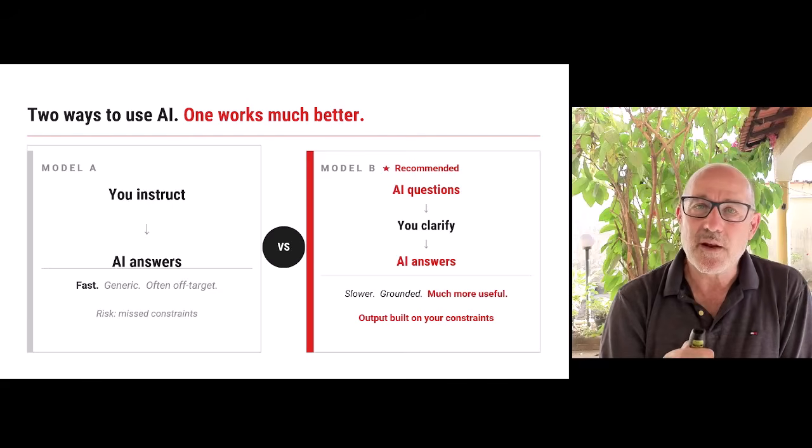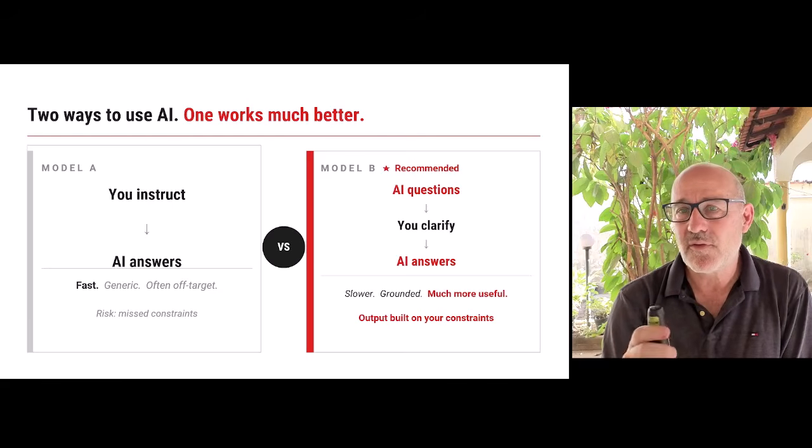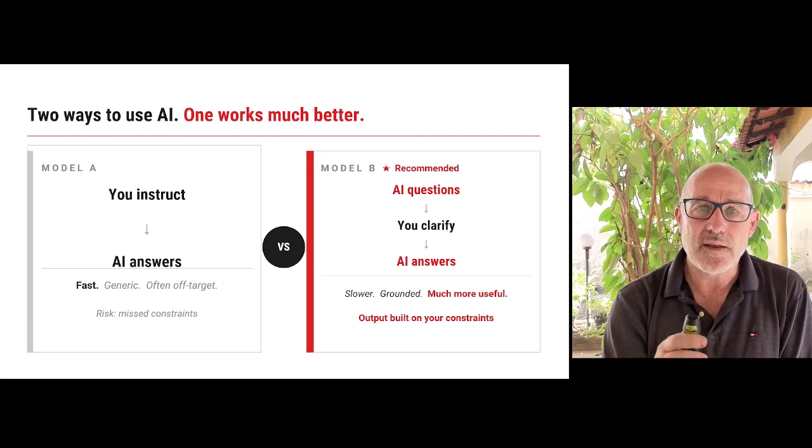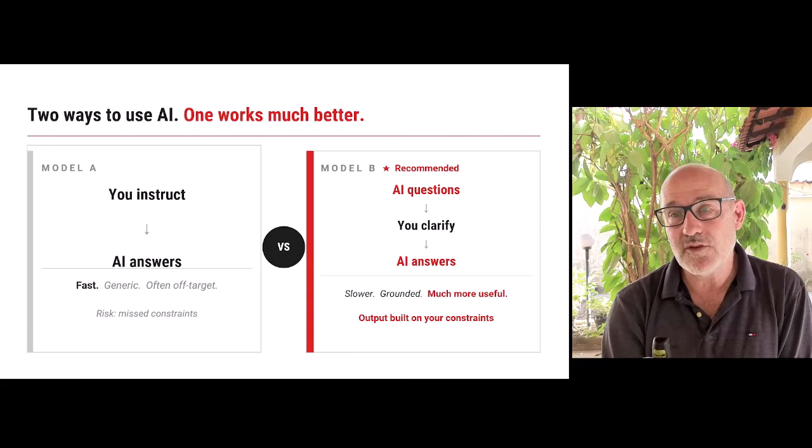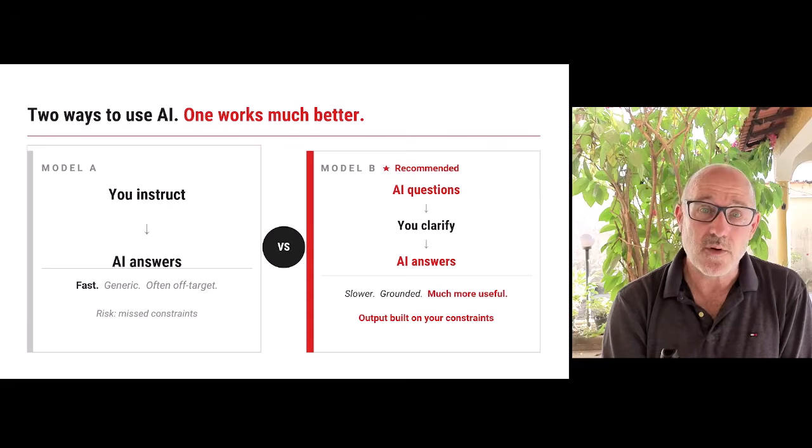So you've got two models. You instruct, AI answers, fast, generic. Model B, AI asks you questions, you answer. It's a bit slower, but you'll get better results. That's the flip. That's the pivot.